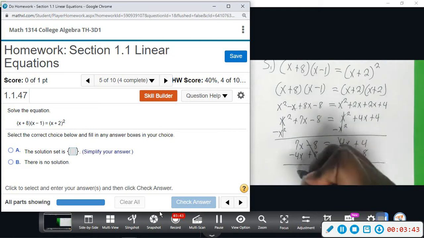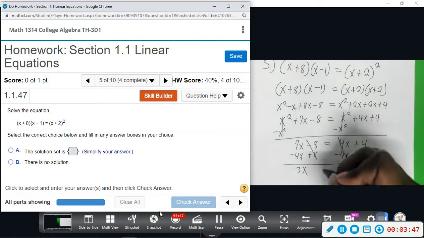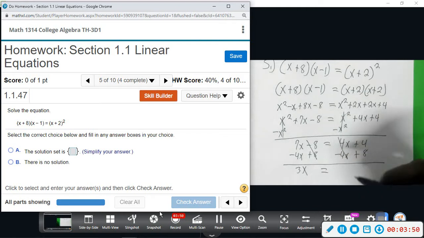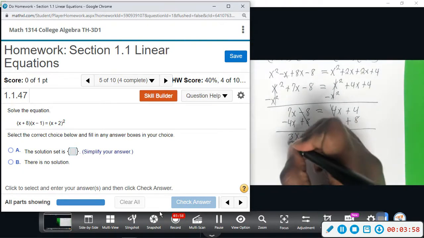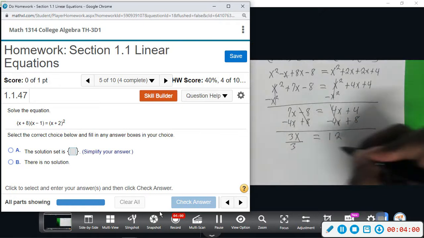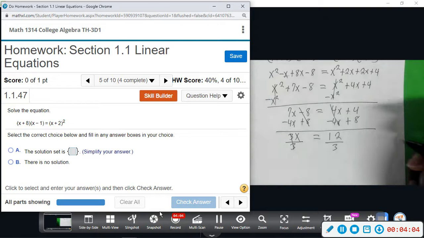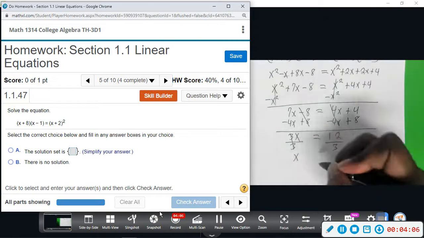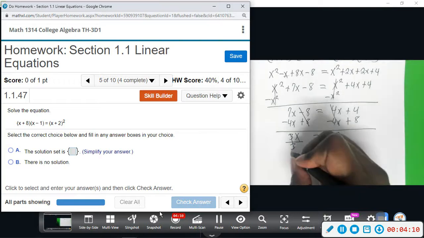7 minus 4 leaves us with 3 x's. 3x equals 4 plus 8, both positive, 12. And then divide by 3. 3 times x, so we got to divide to get x by itself. And that leaves us x. 12 divided by 3 is 4.